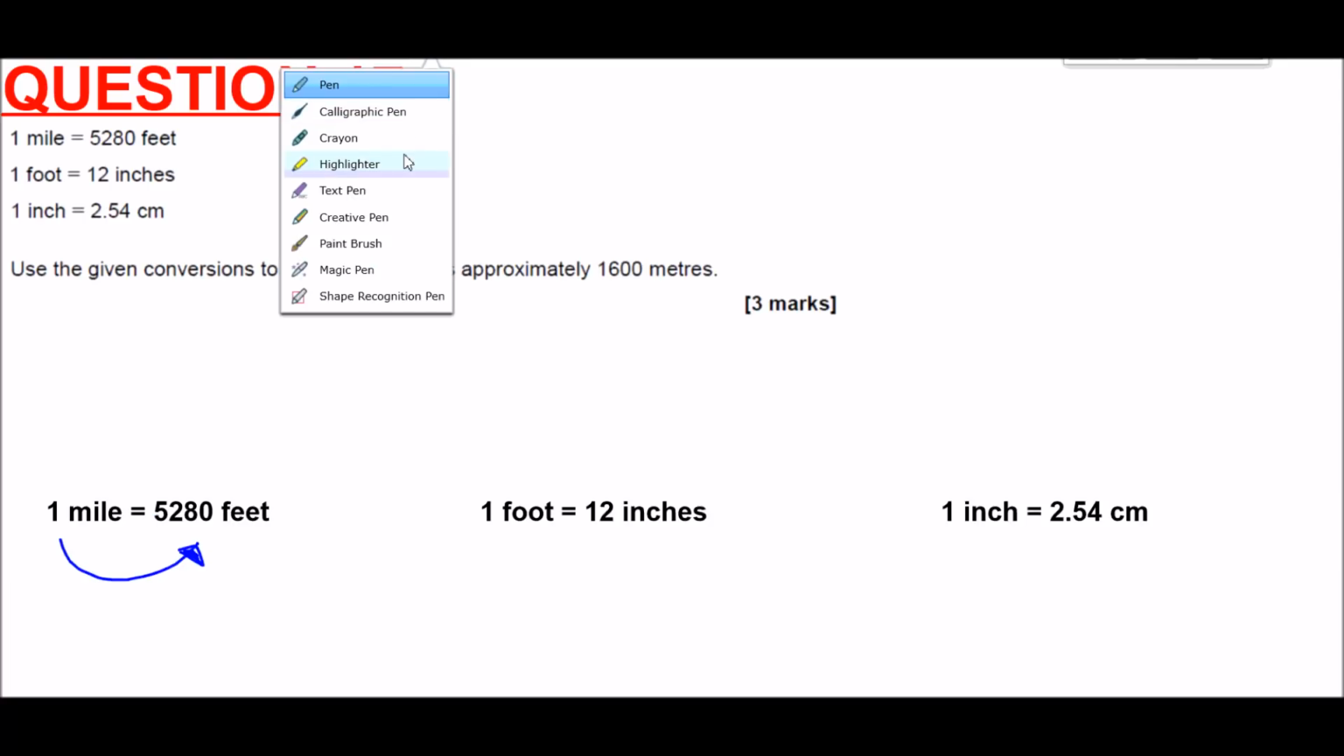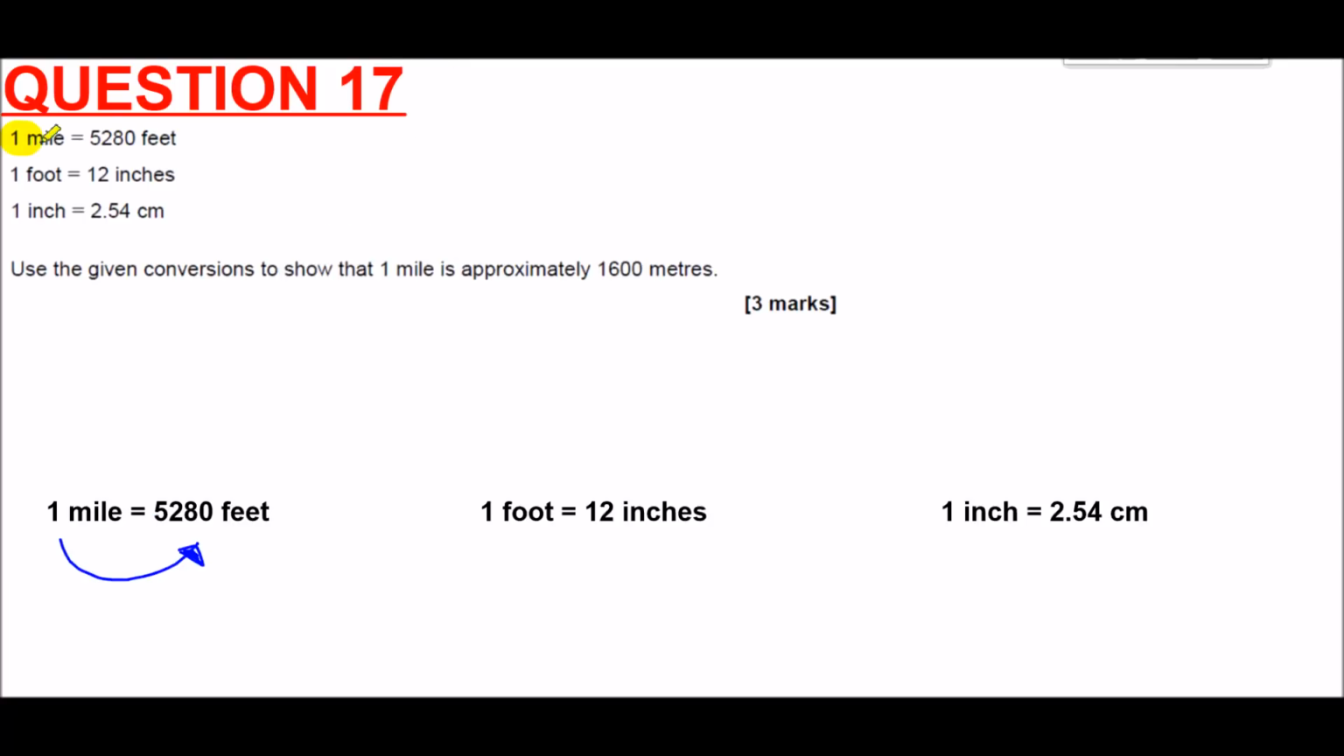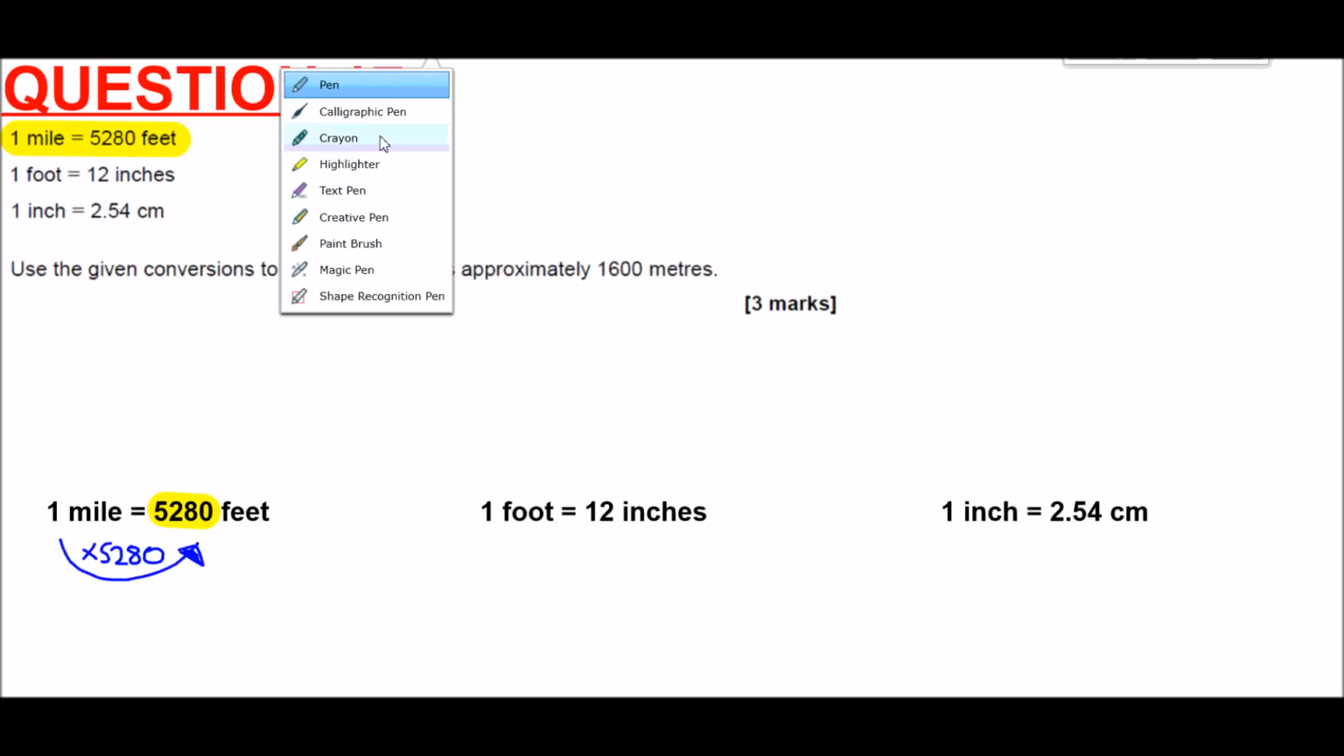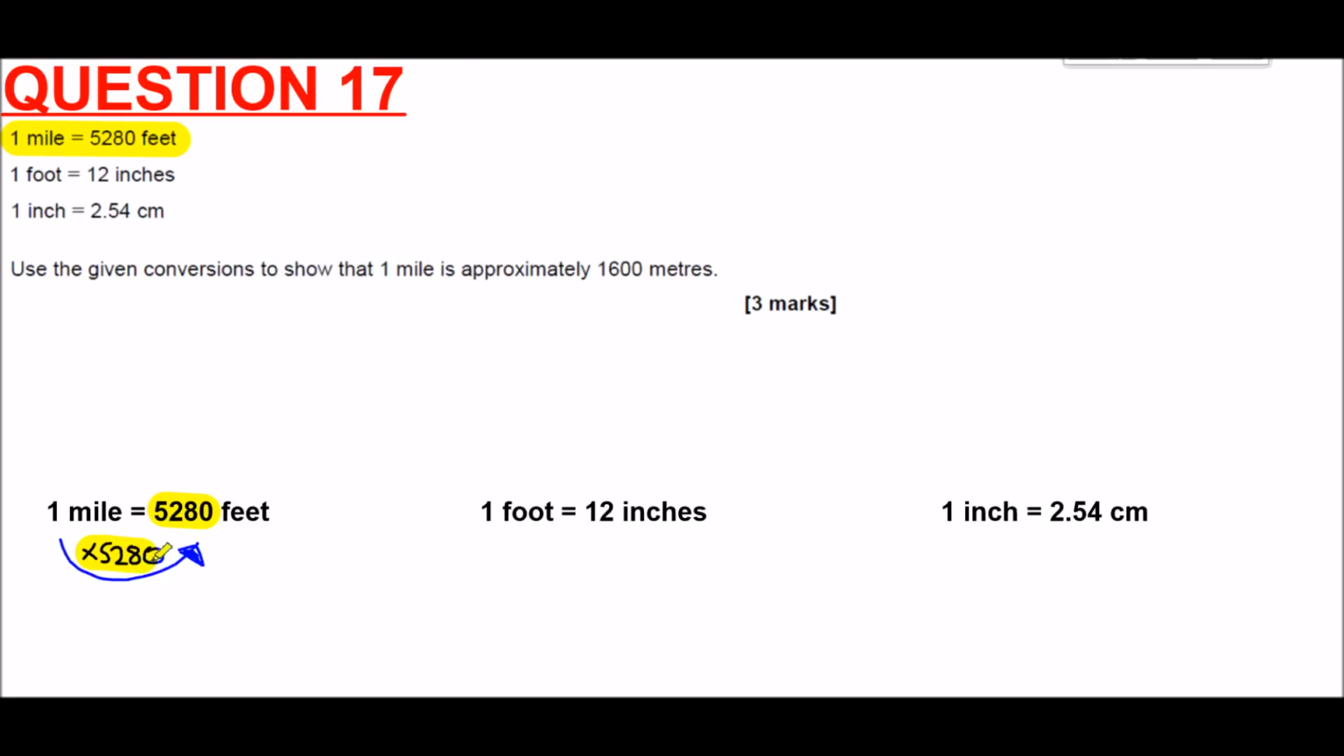So in this case, miles and feet, the number that isn't 1 is 5,280. So if we were changing from miles to feet, we're going from a smaller number to a bigger number. So we'd be multiplying by 5,280. If we're going the opposite way round, if we were going from feet back to miles, instead of multiplying by 5,280, we'd be dividing by 5,280.